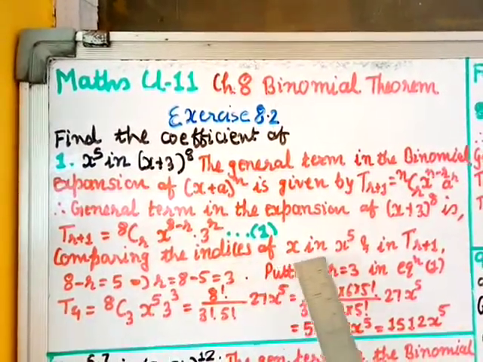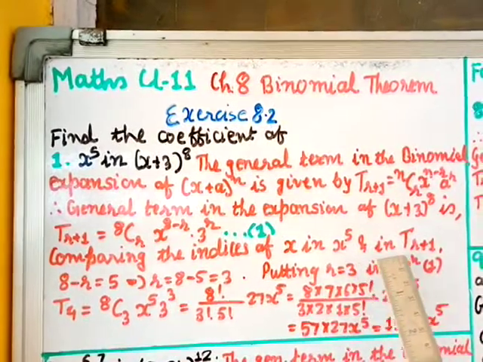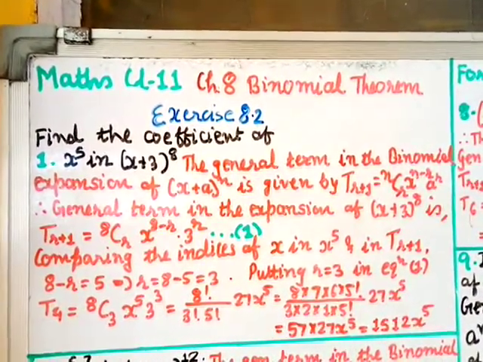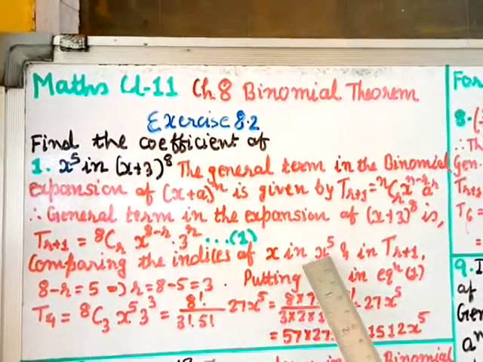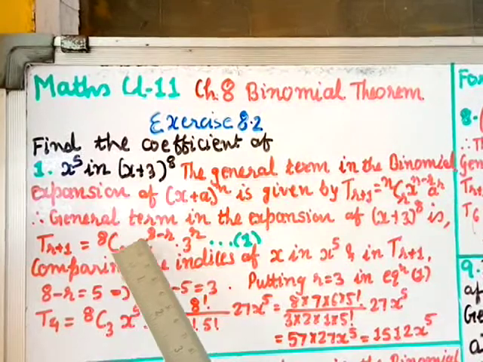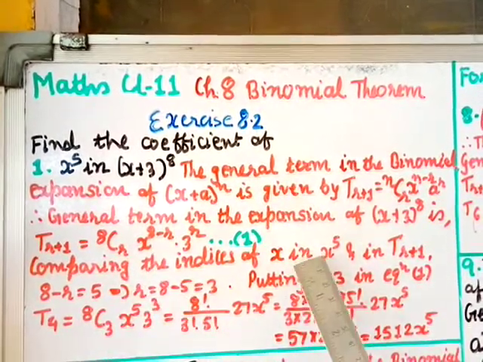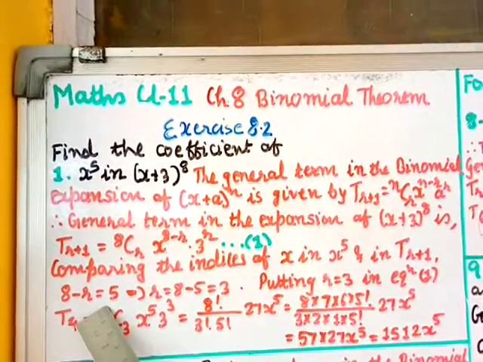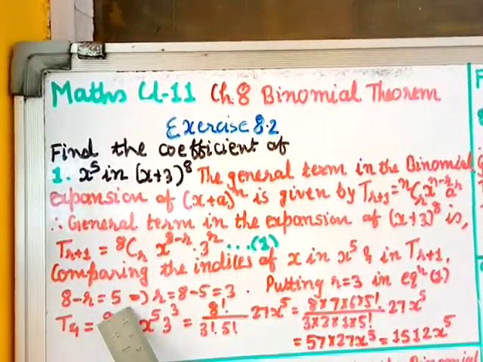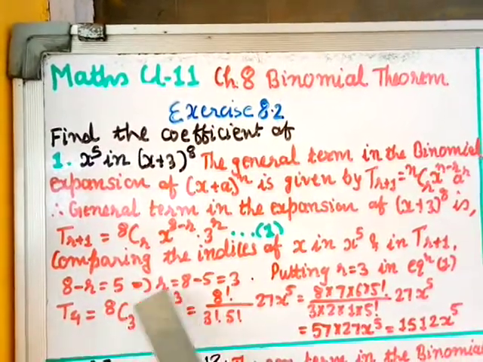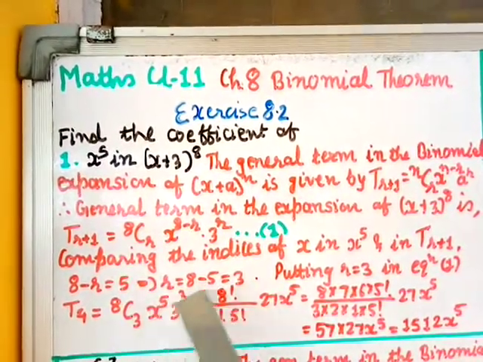Comparing the indices of x in x power 5 and in T(r+1). So we shall compare the power of x in x power 5 and in T(r+1). Here the power of x is 8 minus r, and this power is 5. So we compare 8 minus r equal to 5. Minus r transfer over here, 5 transfer over here, so r becomes positive, equal to 8 minus 5, that gives you 3.